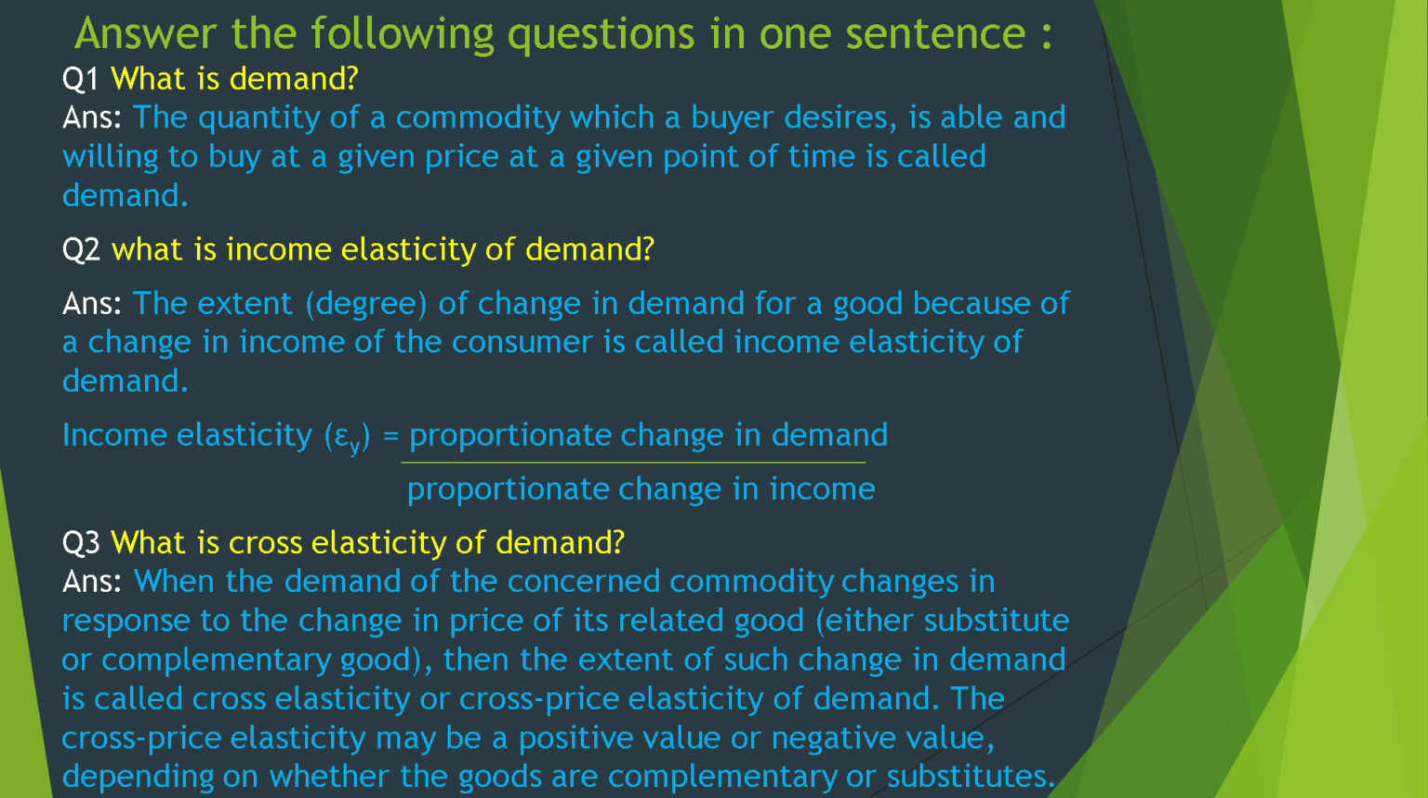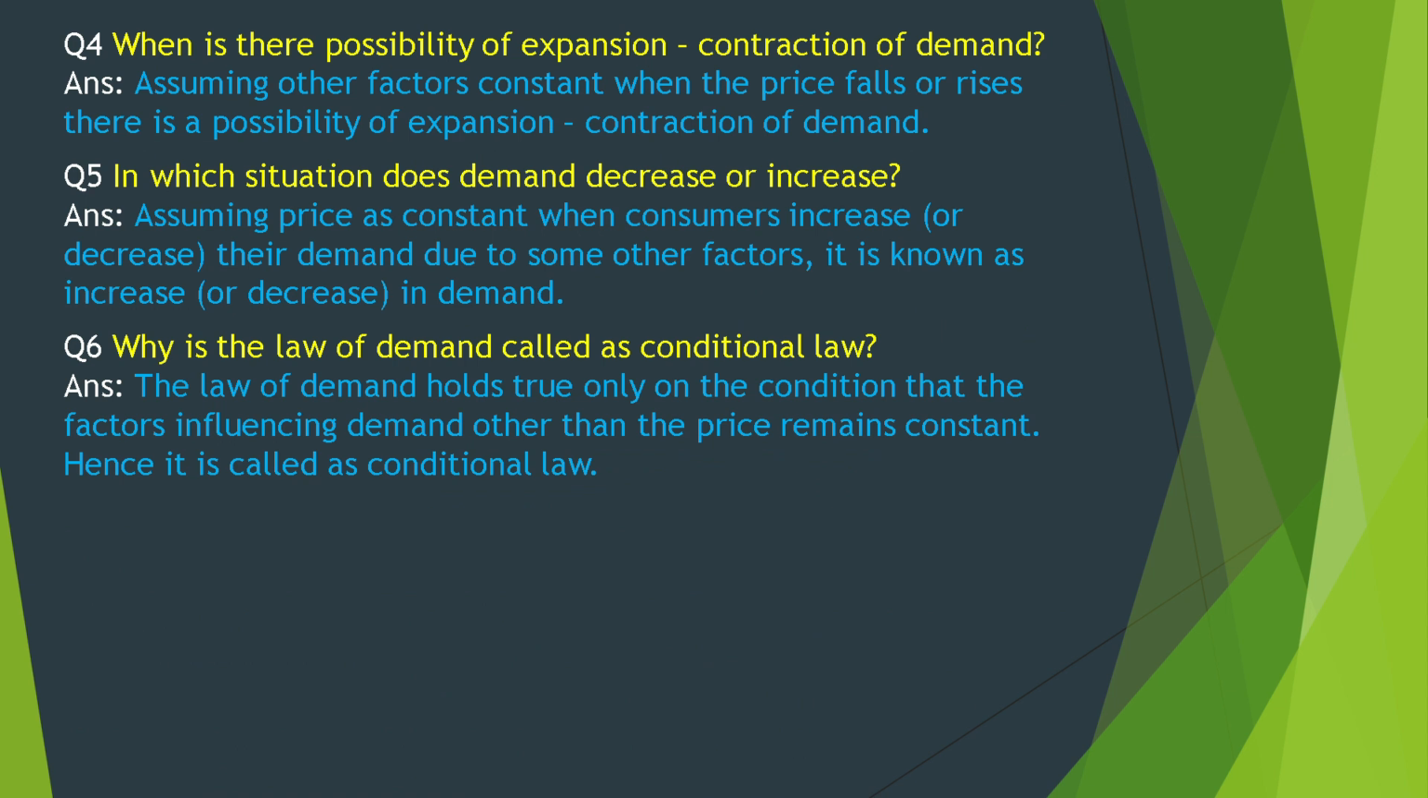Question 3. What is cross elasticity of demand? When the demand of the concerned commodity changes in response to the change in price of its related good, either substitute or compulsory good, then the extent of such change in demand is called cross elasticity or cross price elasticity of demand. The cross price elasticity may be a positive or negative value depending on whether the goods are compulsory or substitutes.